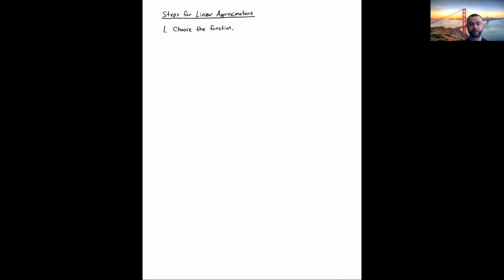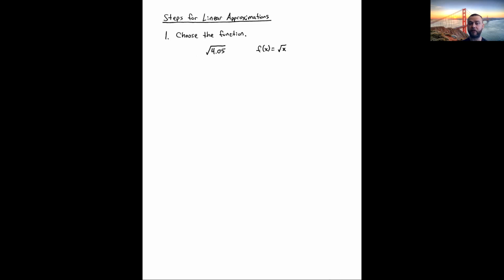All right, to do a linearization, the first thing you're going to need is a function. That's how you're going to calculate the equation or formula for a linearization. You need a function that you can then differentiate. Let's take a look at a few examples of some numerical values we might be asked to approximate. So let's say we have our example from the intro, the square root of 4.05.